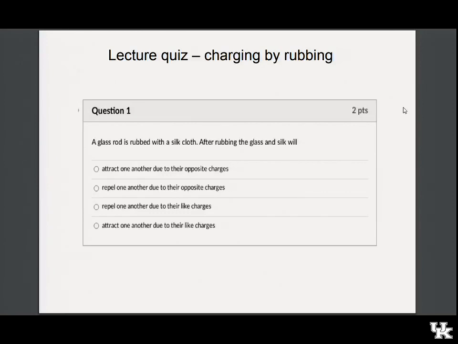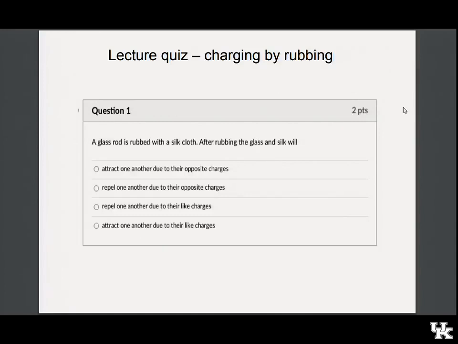If you're transferring electrons from one material to the other material, one has then an excess of electrons, one has a deficit of electrons. So one becomes negatively charged, the one with the excess of electrons, one becomes positively charged, the one with the deficit of electrons. So they have unlike charges, one's positive, one's negative.